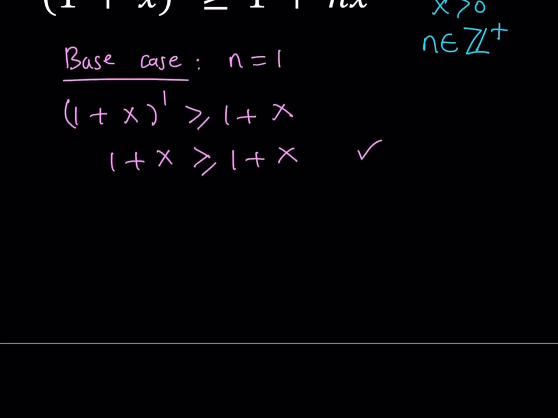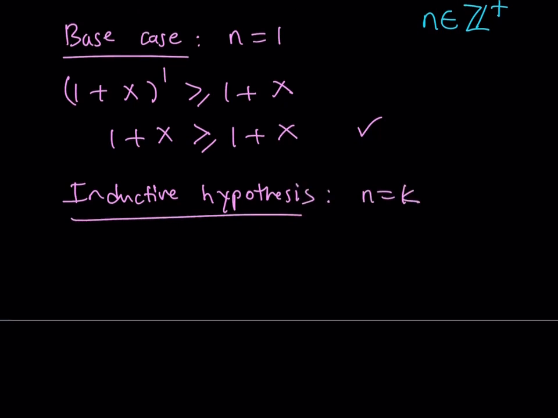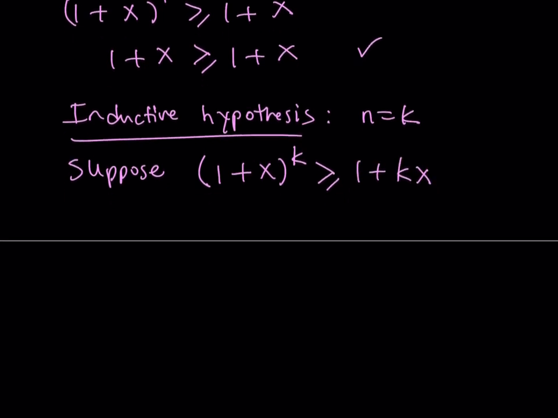Okay, let's take a look at the inductive hypothesis. The inductive hypothesis is basically going to be the case for n equals k. So we're going to suppose that this statement is true for n equals k, and this is what it looks like: (1 + x)^k is greater than or equal to 1 + kx. And our goal is, by using this inductive hypothesis, to prove the case for n equals k + 1, which looks like the same thing with k replaced with k + 1.